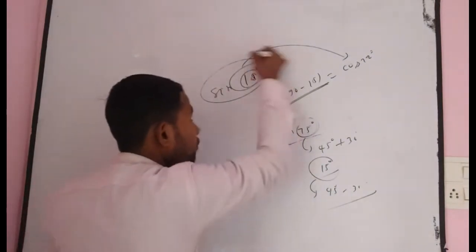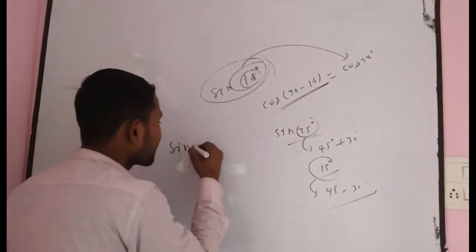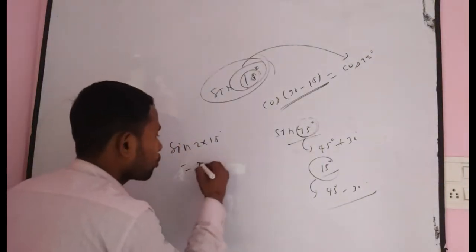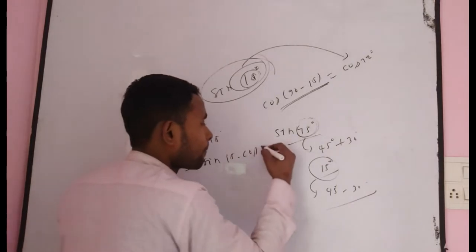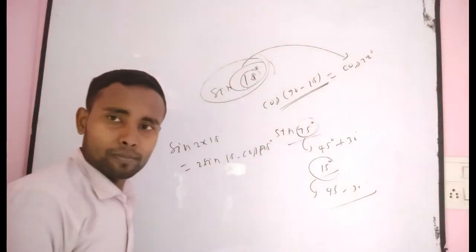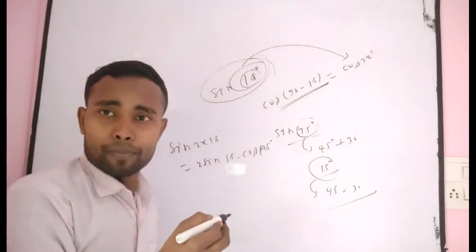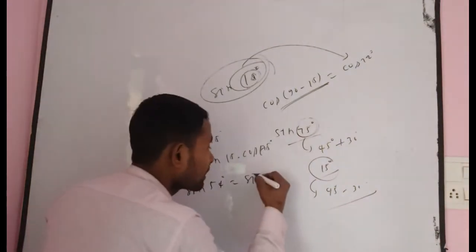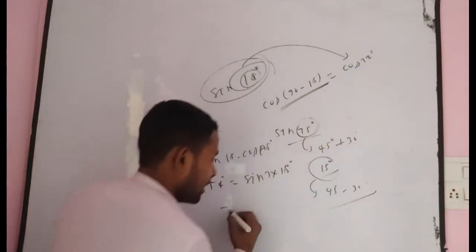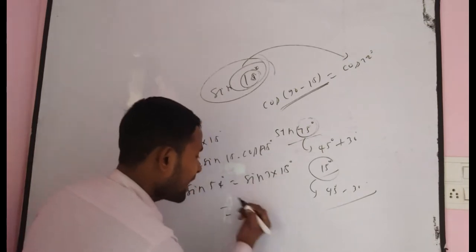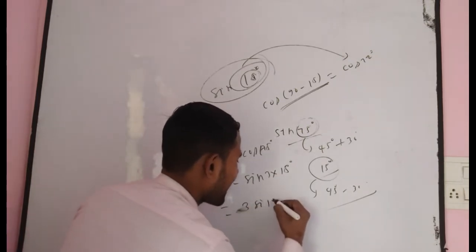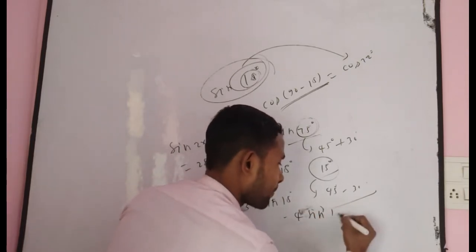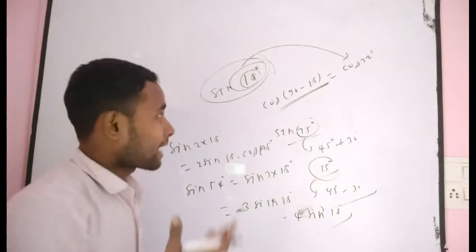Similarly, if you know sin 18 degree, then you can also find sin 2 into 18, that means sin 36 degree, because you know sin 2A is equal to 2 sin A cos A. Similarly, you can also find sin 54 degree. How can you find it? Because you know sin 3A is equal to 3 sin A minus 4 sin cube A.